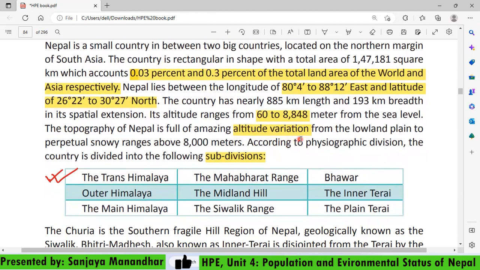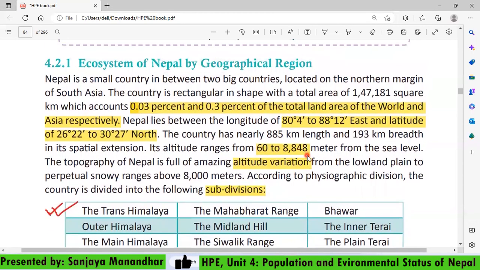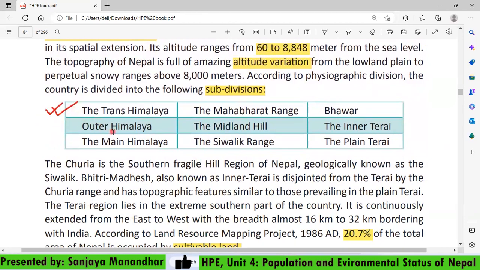And now next is altitude variation. Nepal has altitude variation, meaning variation in height from the sea level. Because of this, there are different types of climates, different types of vegetations, everything is different. Now the main important thing is here, I have double ticked it. Nepal is subdivided into these parts. Look here, the Himalayan region is divided into three subdivisions: the Trans-Himalaya, Outer Himalaya, and the Main Himalaya. Or you can say the Main Himalaya, Outer Himalaya, and the Trans-Himalaya, meaning the Inner Himalaya.